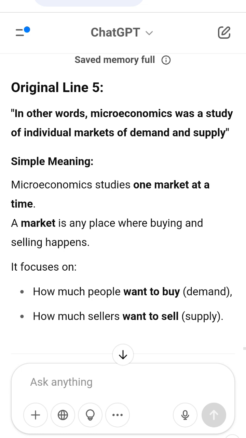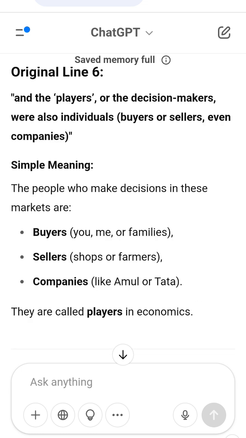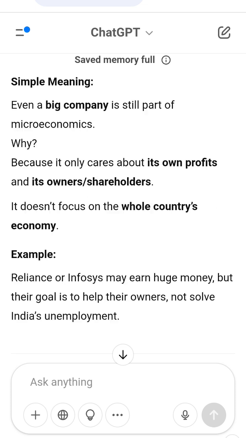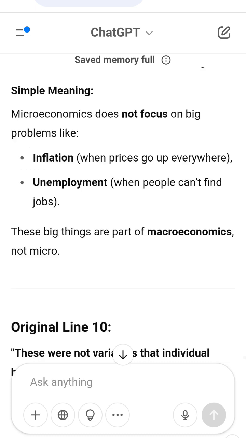2. What is macroeconomics? Macro means large or big. It looks at the entire country's economy. It asks, why do prices rise everywhere? Inflation? Why do people lose jobs? Unemployment? Is the country growing or shrinking? GDP, gross domestic product.